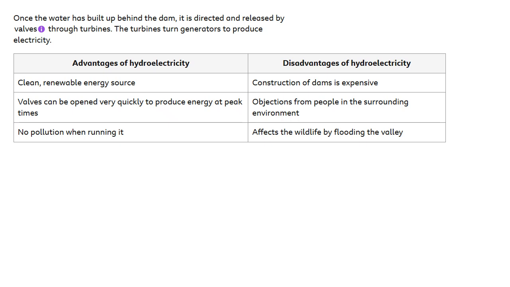Hydroelectricity. Once the water has built up behind the dam, it is directed and released by valves through turbines. The turbines then turn the generators to produce electricity. So the advantages are that it is clean and renewable, and valves can be opened very quickly to produce energy at peak times, with no pollution. Disadvantages: it is expensive, there are objections from people in the surrounding environment, and it can affect the wildlife by flooding the valley.